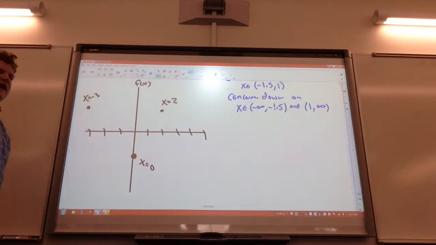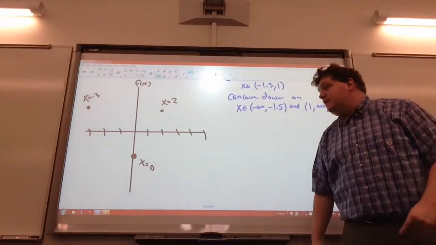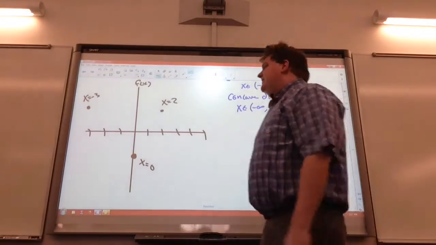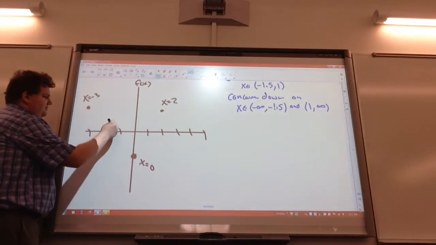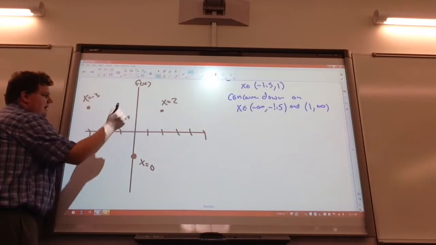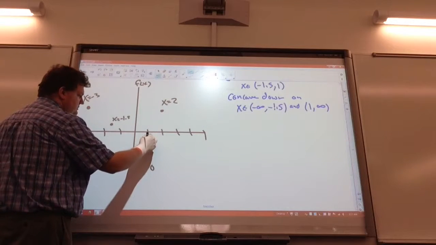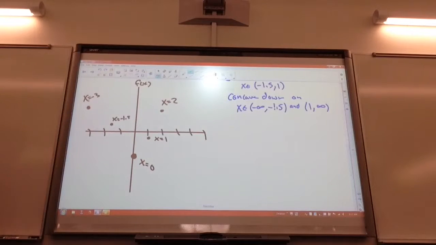The other thing I know, too, is that points of inflection are always going to happen in between a maximum and a minimum. So my points of inflection are x equals -1.5, which is about right there, and x equals 1. Yeah, so how do you know where it is on the y-axis? I don't. You can just put it anywhere.